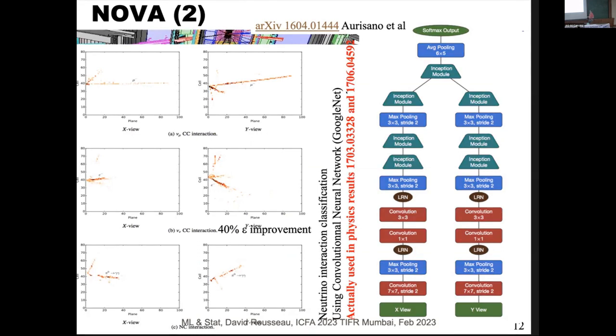What they did is they reused the same neural net, GoogLeNet, which was shown before, which was trained on cats and dogs, on images from the internet. Then they put 2 copies of it, one looking at the X view, one looking at the Y view, with small adaptation modules here and there, and then they are combined. And what they see is that with this, they can have an improvement of 40% of the electron efficiency, which is quite significant.